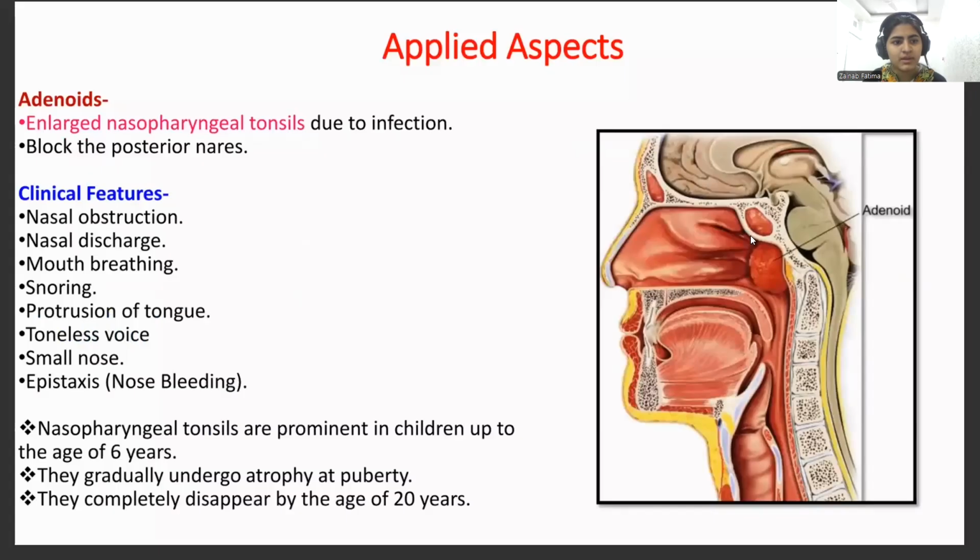Now we'll see applied aspects. We have adenoids, enlargement of the nasopharyngeal tonsil due to infection, which can block the posterior nares. When there is an infection, it will get inflamed. Clinical features: nasal obstruction, nasal discharge, mouth breathing, snoring, protrusion of the tongue, toneless voice, small nose, epistaxis, which is known as nose bleeding. Nasopharyngeal tonsils are prominent in children up to age 6 years. They gradually undergo atrophy at puberty and completely disappear by the age of 20.